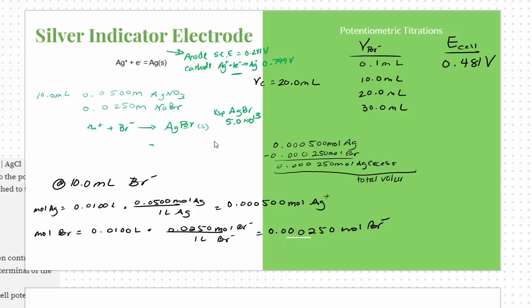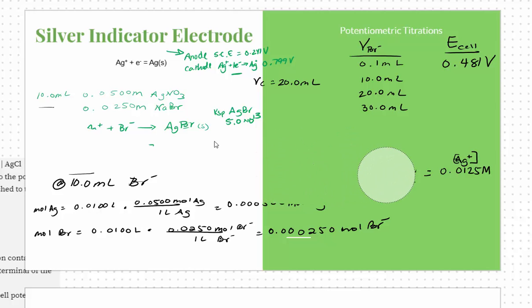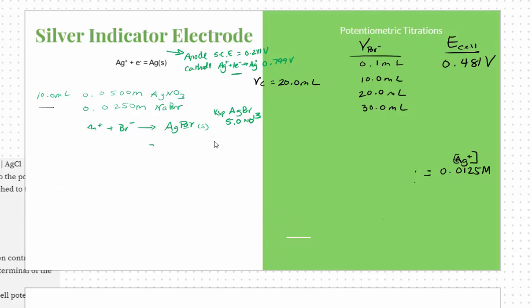So the total volume at this point, we have our 10 milliliters of original sample and 10 milliliters of bromide. So we have 0.0200 liters as our total volume. That gives us a concentration of silver of 0.0125 capital M molar. That looks better. So now I can use my Nernst equation in order to find out the cell potential. All of that was to get to the cell potential.